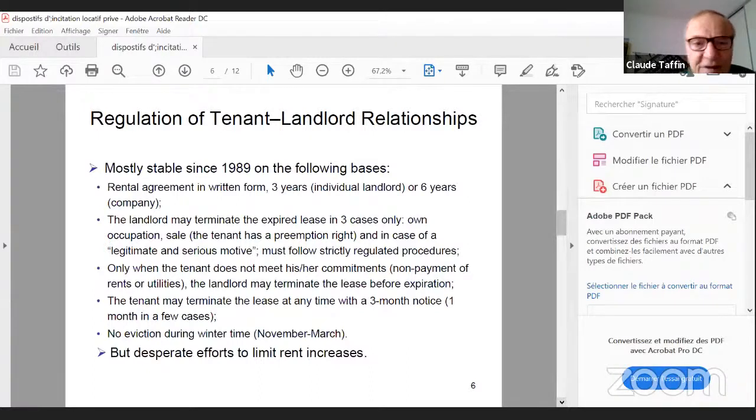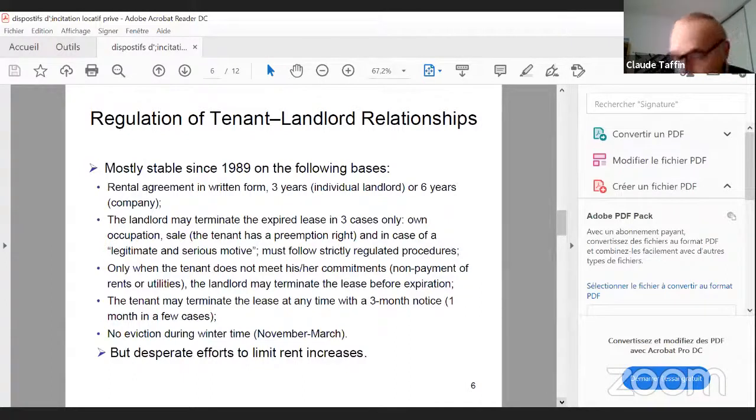The rental agreement has to be in written form. It must be 3 years minimum when the owner is an individual. The landlord may not easily terminate the lease. There are limited cases when he can do this, and usually it's only at the end of the 3 year lease. To terminate the lease before expiration, the landlord must have defaulted in a serious way.